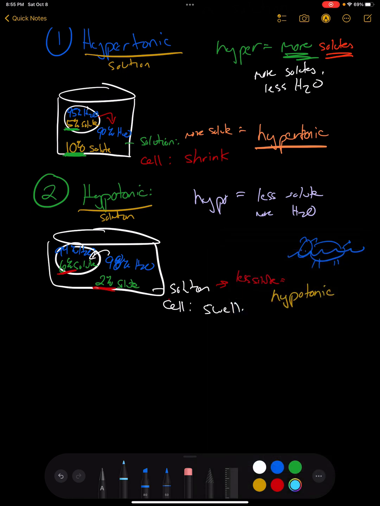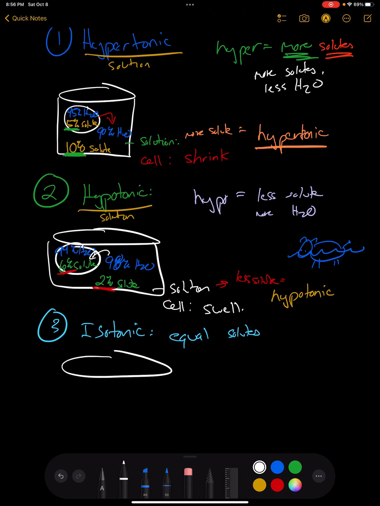Now my last kind, so I have hyper, hypo. This third kind is called isotonic. Isotonic means I have equal solutes, and that is just comparing the solution to my cell. So here's my solution, here's my cell. Maybe I have 3% solute out here. That means I have 3% solute in here. So this would be an isotonic solution because my solutes are equal.